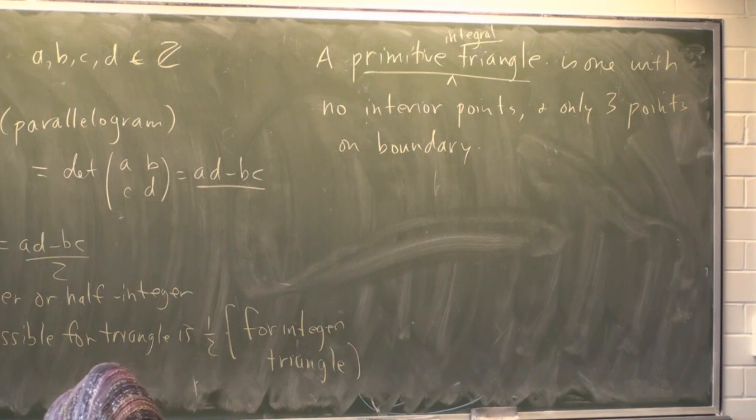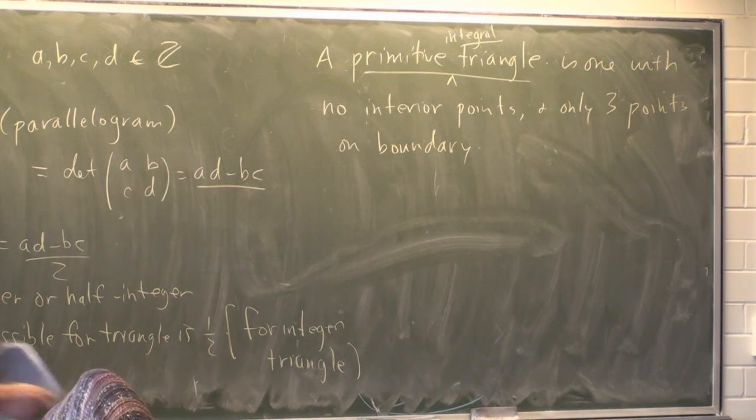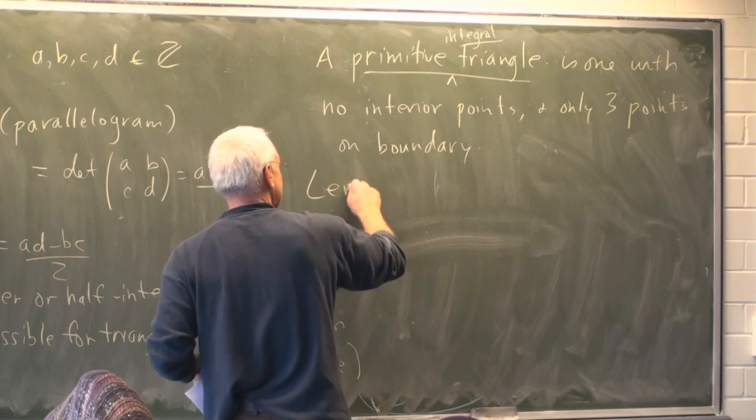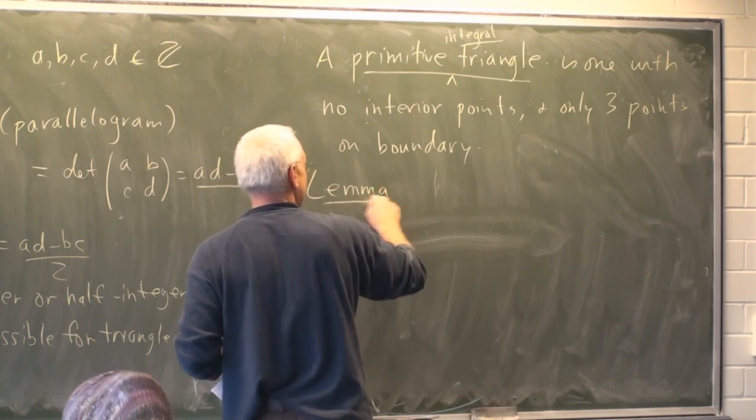And Pick's Theorem, there's a special case then, the special case when we just have a triangle for which there's 0 interior points, 3 points on the boundary. Pick's Theorem is telling us that such a primitive triangle has area a half. So this is actually a lemma. This is a special case of Pick's Theorem.